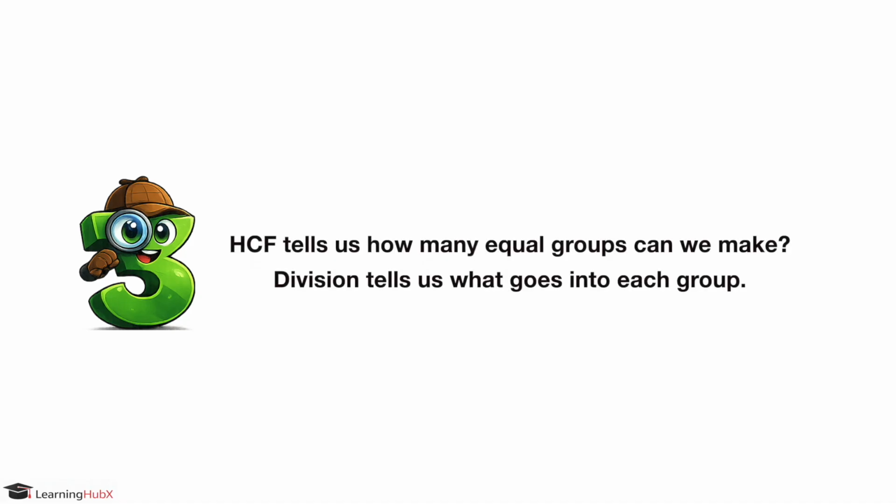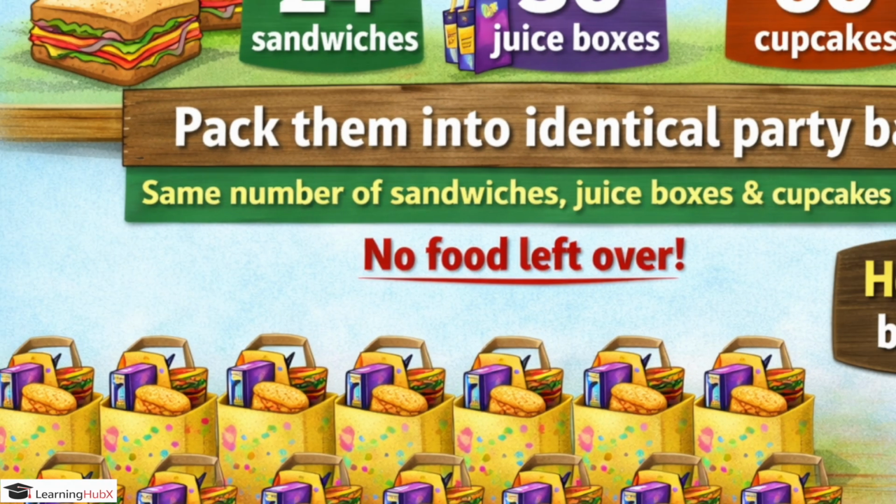HCF tells us how many equal groups we can make. Division tells us what goes into each group.